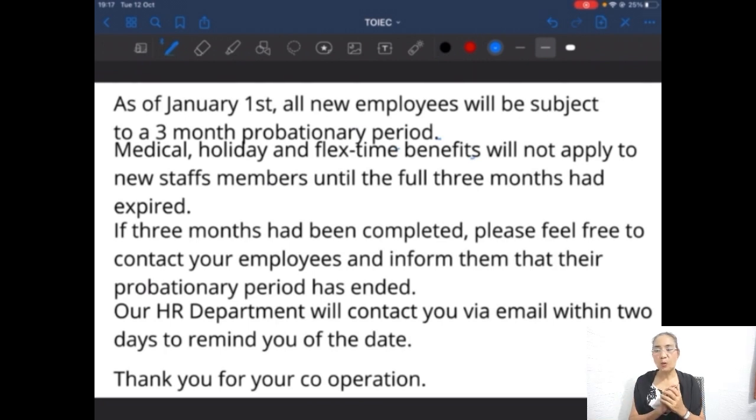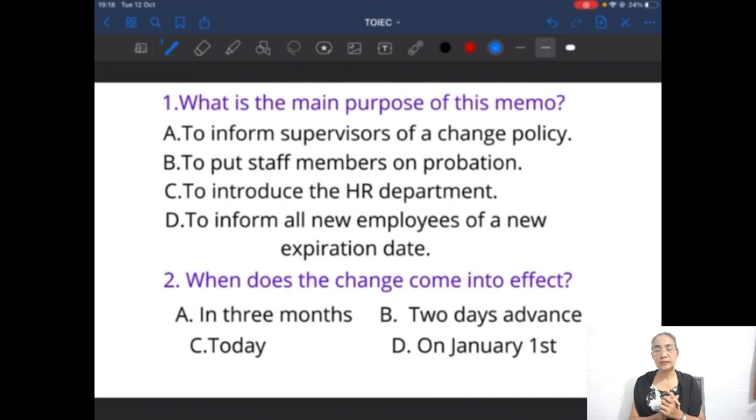The question is, what is the main purpose of this memo? A. To inform supervisors of a change in policy. B. To put staff members on probation. C. To introduce the HR department. D. To inform all new employees of a new expiration date. Okay? So what is the best answer? A, B, C, or D? If your answer is letter A, you are correct!